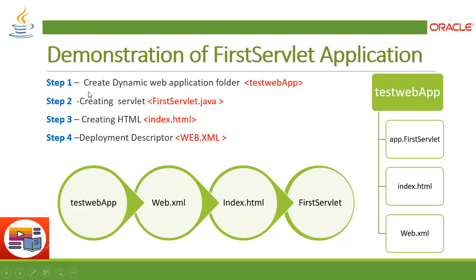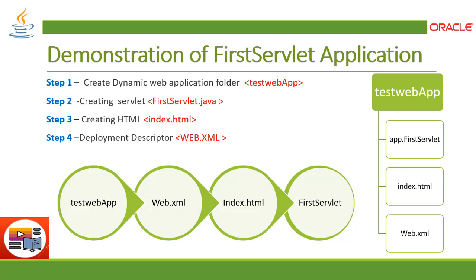So first, you have to create the dynamic web application. I have created TestWebApp. It has a servlet, FirstServlet, which is written in Java, so we have a .java file. Creating index.html, it's one of the scripting languages where we start the execution. And a deployment descriptor, which is very important, a kind of a property of the servlet, or any kind of web application.